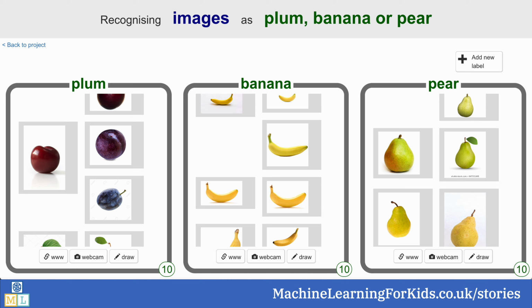Once students start to have an understanding of what machine learning technologies can do and how they behave, I like to get them thinking about how they should be used. For this project, I had two groups of students. I asked one group to train the computer to recognize photos of fruit. They chose a few types of fruit, plum, banana, and pear, and they collected a load of training images that they could use to train a machine learning model.